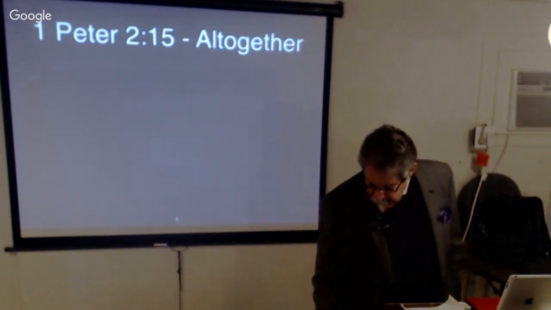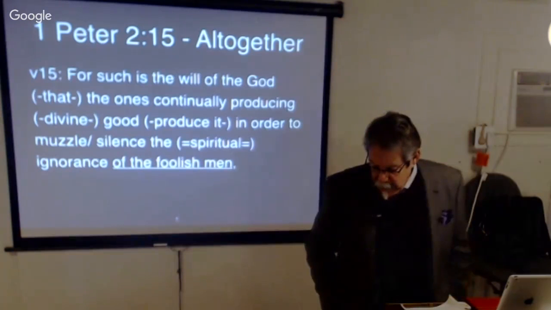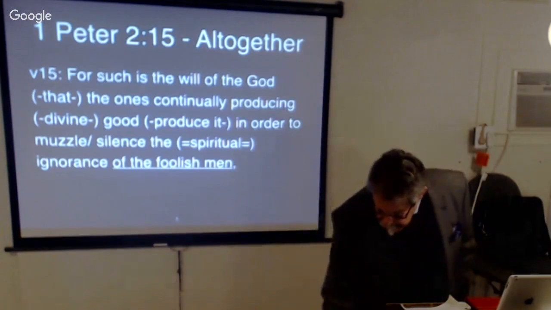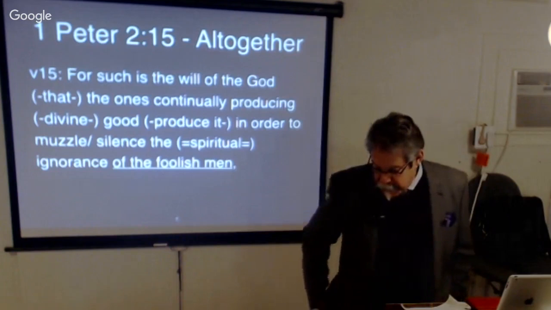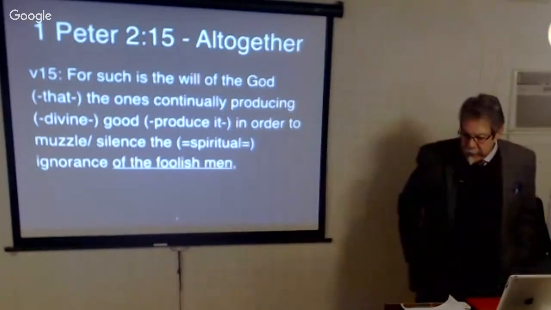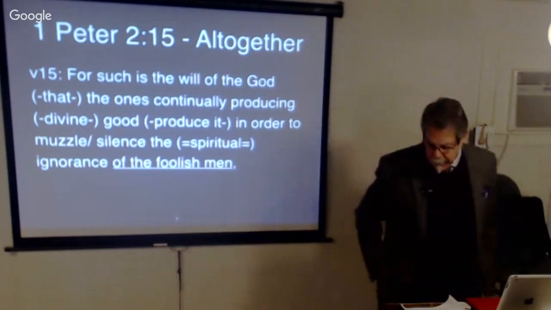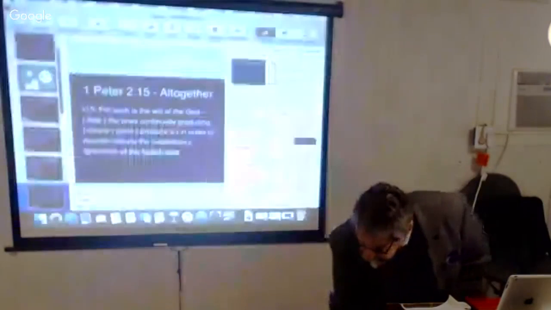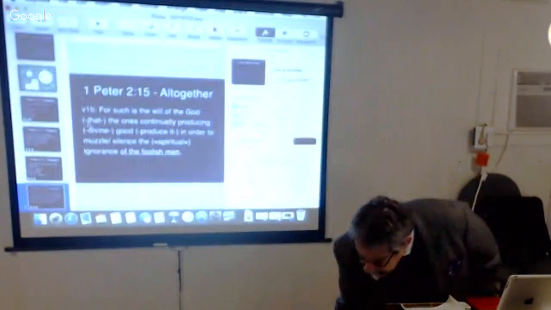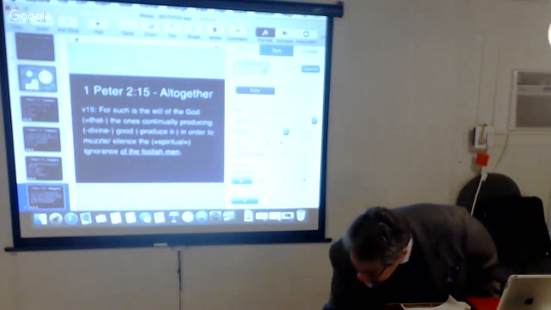So anyway, all together in verse 15, and you can see why I'm putting 15 and 16 together. All together in verse 15 we have, for such is the will of the God, that the ones continually producing divine, and here's where you should put 2 lines through it, good, produce it in order to muzzle, silence the spiritual ignorance of the foolish men, comma. And while we're here, I always want to make sure I have a record of what I taught as opposed to what I thought I was going to teach. Oops, wrong one, Paul.